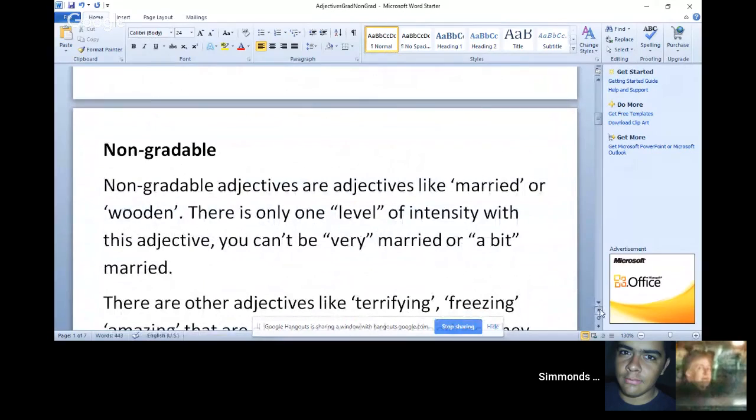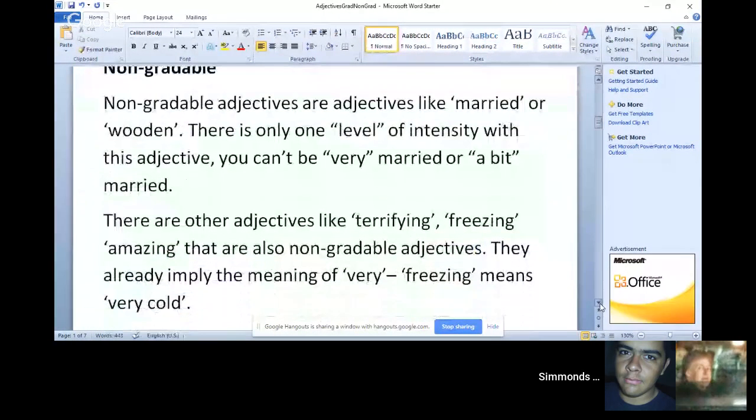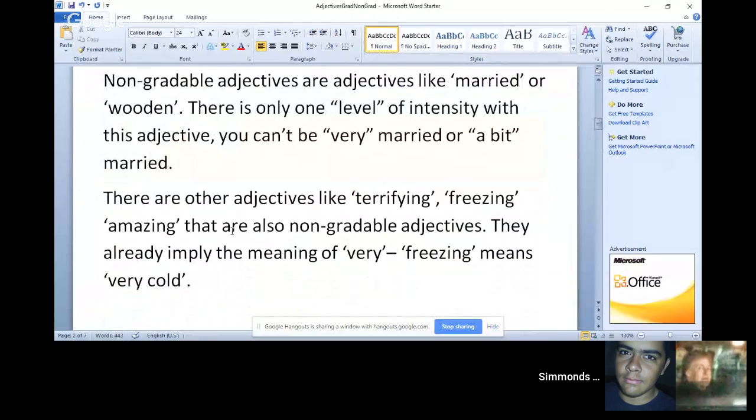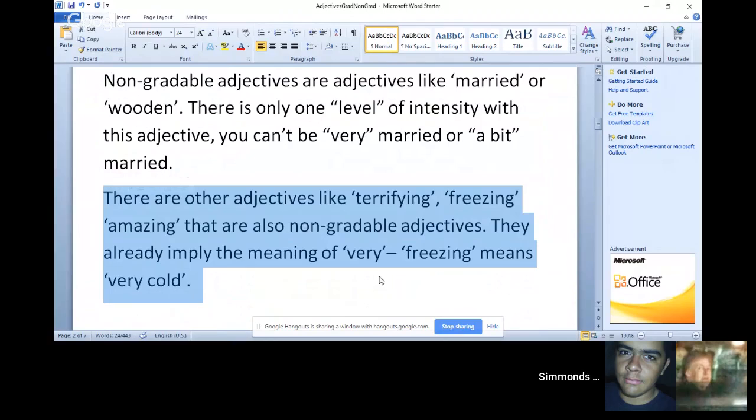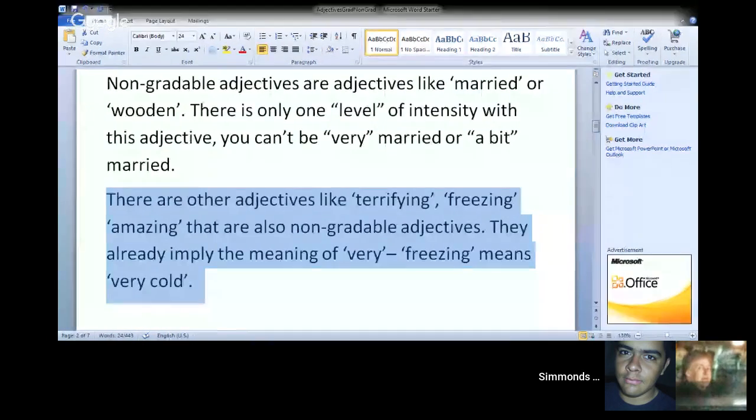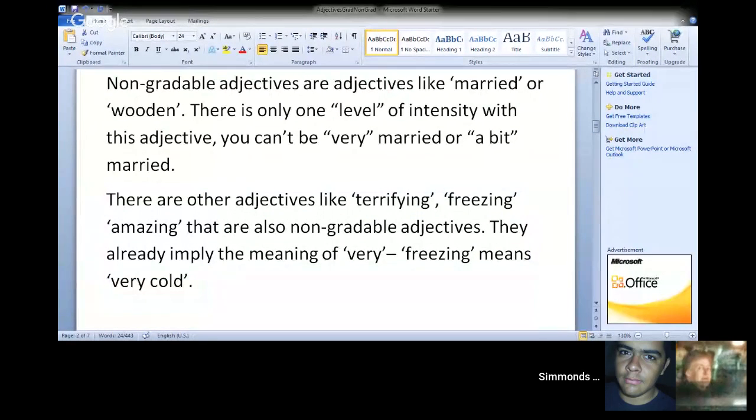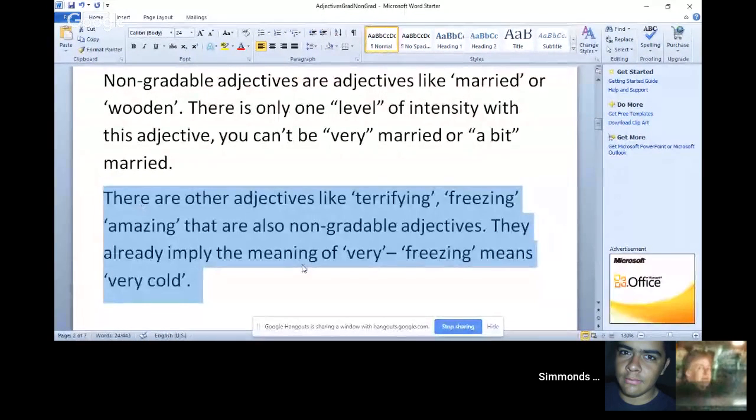Okay, so we're going to take a look at some other types of adjectives and the cats are coming. Oh gosh, are they crazy today? Okay, so Rafa, could you please read this paragraph for us? The second one. There are other adjectives like terrifying, freezing, amazing that are also non-gradable adjectives. They already imply the meaning of very. Freezing means very cold. Exactly.